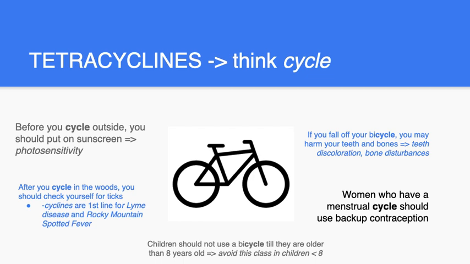The next tip is after you cycle in the woods, you should check yourself for ticks. So tetracyclines are first line for Lyme disease and Rocky Mountain spotted fever, both of which are tick-borne. So that's a helpful way to remember that. That's often tested, especially on the ANCC and AANP exams.